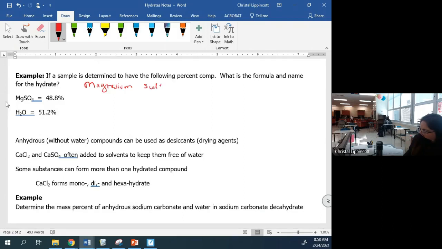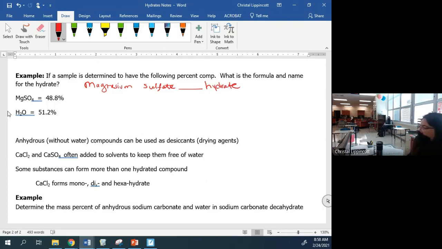Now we need to figure out what prefix we're going to put next. So we're going to put some prefix here with how many water molecules we have with it. We've got to figure out what that prefix is going to be. We're going to use math to do that. And then we'll say hydrate. So this might be pentahydrate, heptahydrate, hexahydrate, dihydrate. So we got to figure that out using our math.